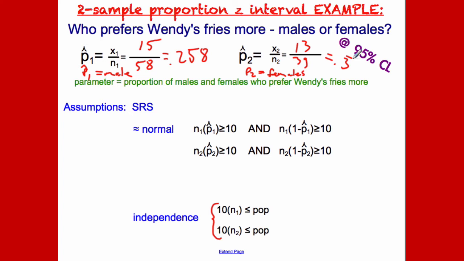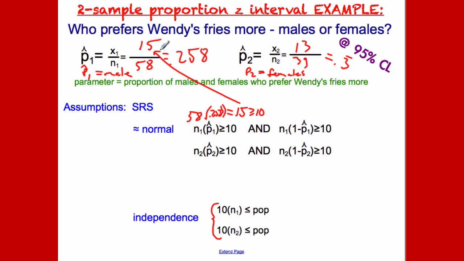Okay. Parameters, proportion of males and females who prefer Wendy's fries. Assumptions, assume it was a simple random sample. I went through and had people do that. Approximately normal, N1 times P hat 1. N1 is 58, because we're doing males, times success, which is 0.258, which is just 15, which is greater than or equal to 10, so we're okay there. Right? It's just really that number.